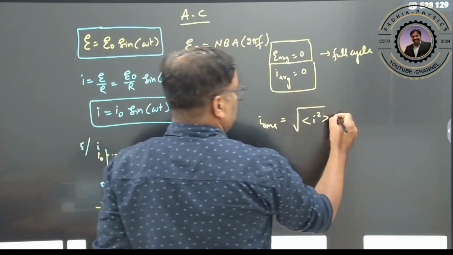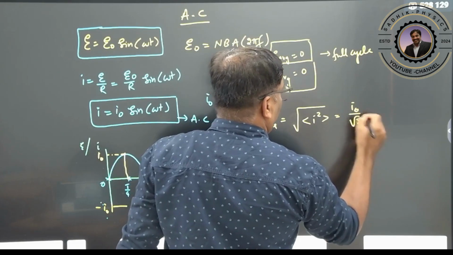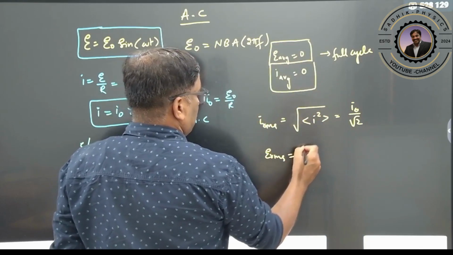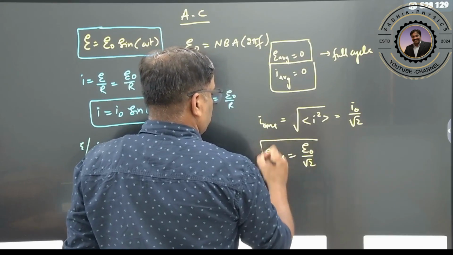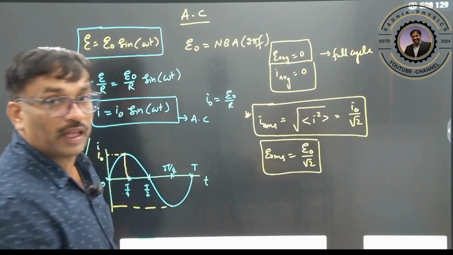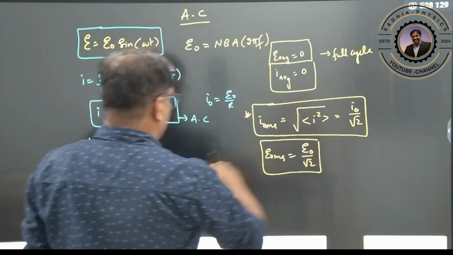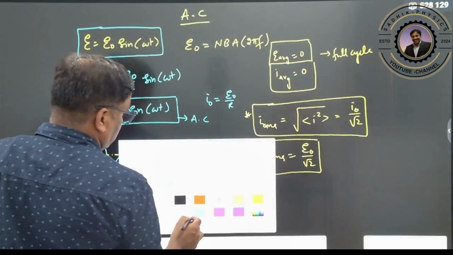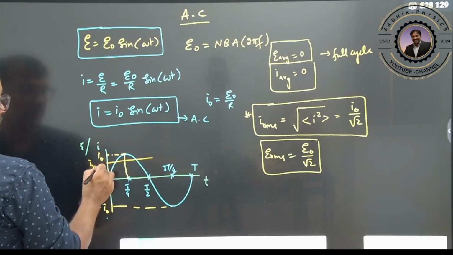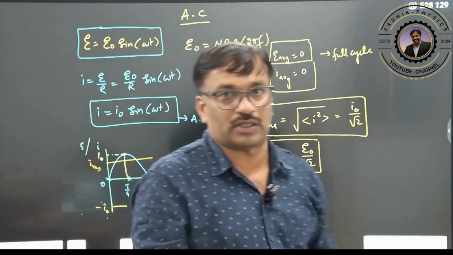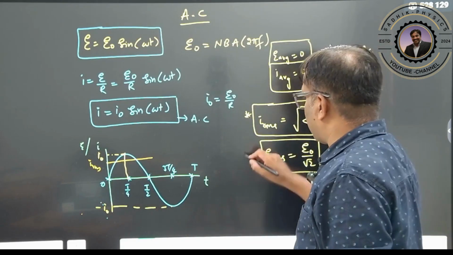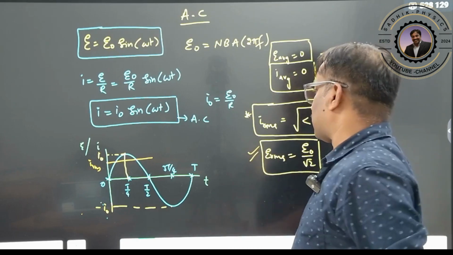How do we calculate it? I RMS is I naught by root 2, where I naught is the peak value. E RMS is E naught by root 2. These are your RMS values. Clear? So it is nearly equal to 70% of the peak value. You can draw the 70% up to here, and this is the RMS value. 70% of our peak value is the RMS value, which is the virtual current or effective value. We will take these values for our calculations.